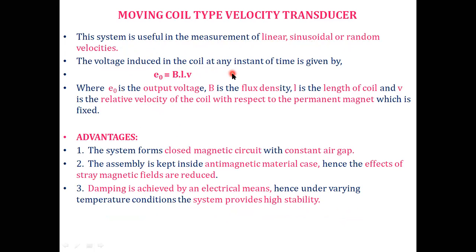The voltage induced in the coil at any instant of time is given in terms of BLV: output voltage E naught is equal to BLV, where E naught is the output voltage, B is the flux density due to the magnetic field, L is the length of the coil, and V is the relative velocity of the coil with respect to the permanent magnet, which is fixed. This relation is important.